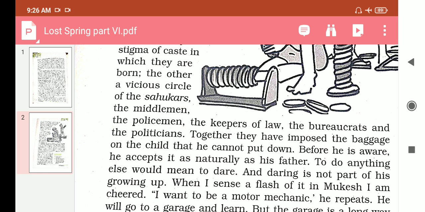The other world is a never ending cycle of moneylenders, middlemen, policemen, lawkeepers, government officials, and politicians. Both of these worlds had forced the young boys to follow the family traditions. The young boys get into the profession and become a part of the vicious cycle even before they realize it. If they did anything else, it meant that they were challenging these two worlds.